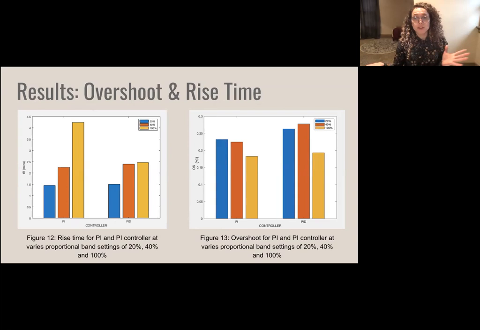And so here you might notice that we only have the PI and the PID controllers displayed. And this is because, as you'll see in the next slide, our P and PD controllers never reached the set point. So there is no overshoot or rise time to measure.